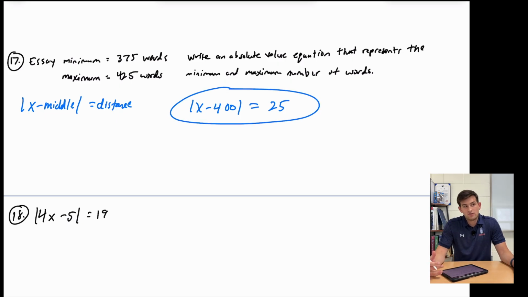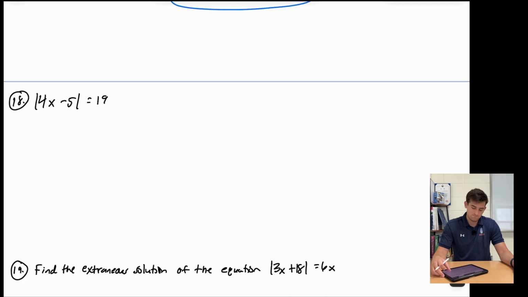Now, let's check that. Well, we would say x minus 400 is either 25 or negative 25, right? And we would add 400 to solve those. Well, 25 plus 400 is 425, and negative 25 plus 400 is 375. So it would give us the correct solutions. So that is how we would write our absolute value equation.